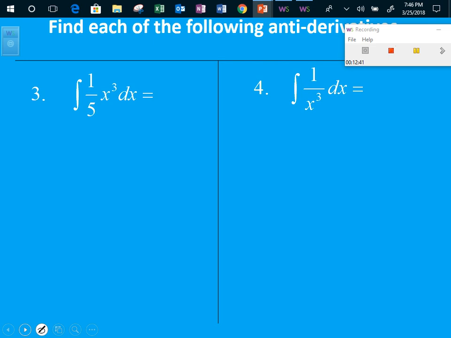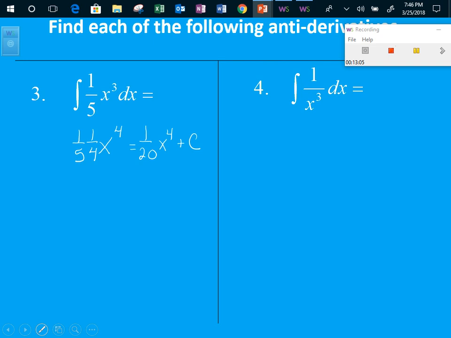But here's our number 3. The antiderivative of 1/5 x cubed. First, add 1 to the exponent, multiply by the reciprocal, and multiply by any constant that was already out there. So this answer, 1/20 x to the 4th plus c. All done.